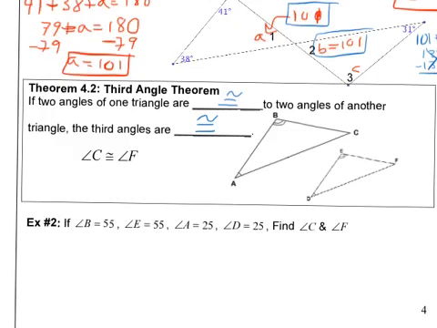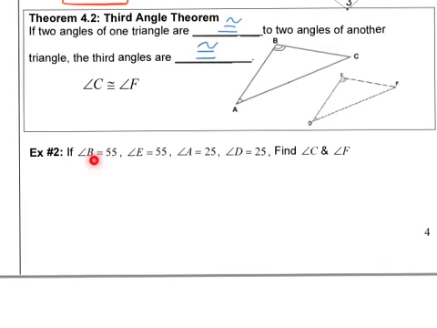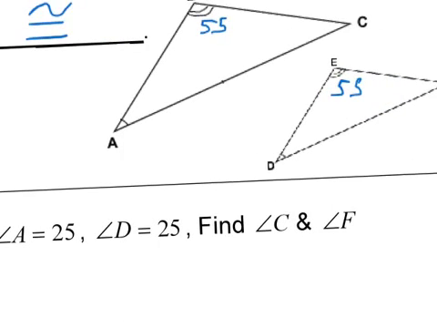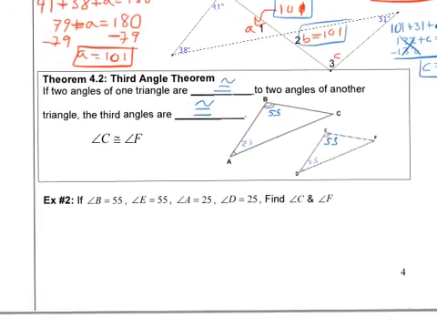Well, let's look at this example problem. It says angle B is 55 and angle E is 55. So these B and E are both 55. We can write that in. And then it says A and D are both 25. So let me zoom in. 25 and 25. So those two are congruent. And then it says find C and F. Since these two are congruent and these two are congruent, we know that C and F are going to be congruent. So let's just write that. Angle C is going to be congruent to angle F.